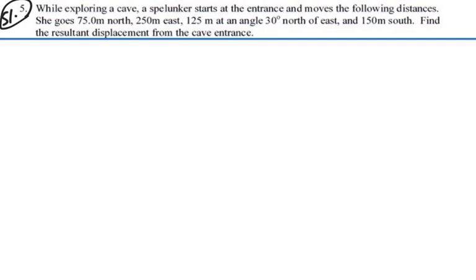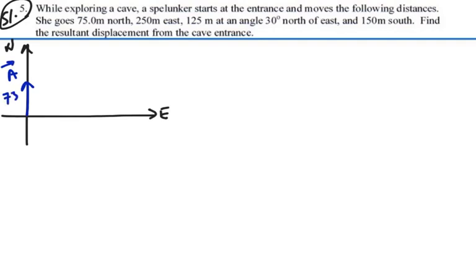Let's treat this as a vector problem. So let's take a look at this. Here's east, here's north. Our first vector is 75 meters north. So let's call that vector A, 75 meters north. So we say A as a vector is 75J meters.